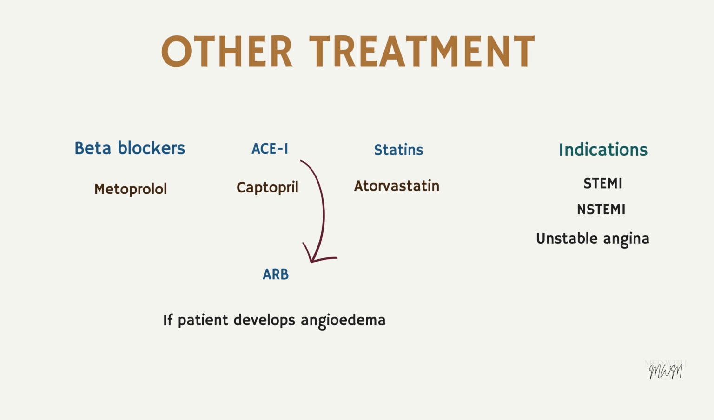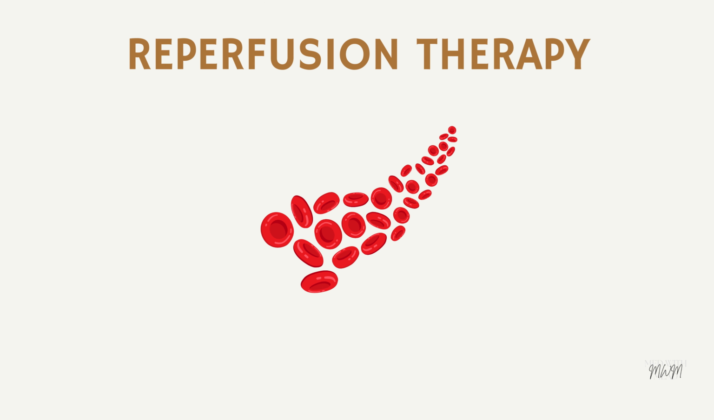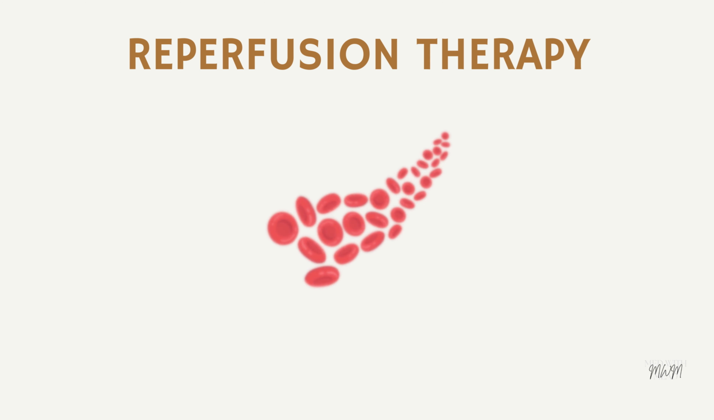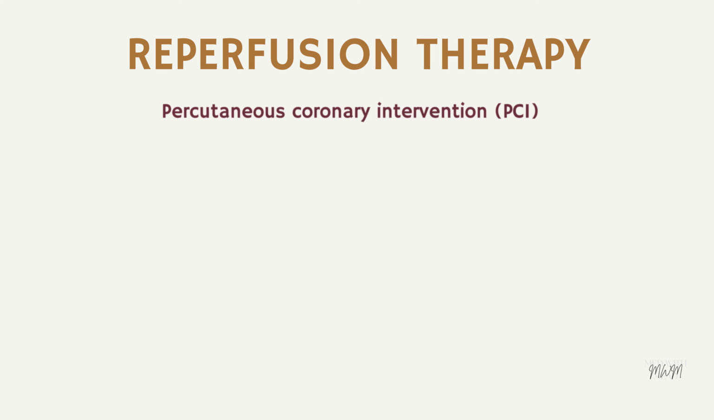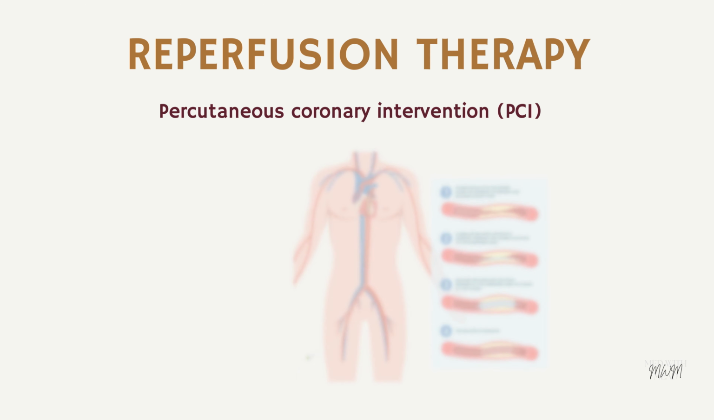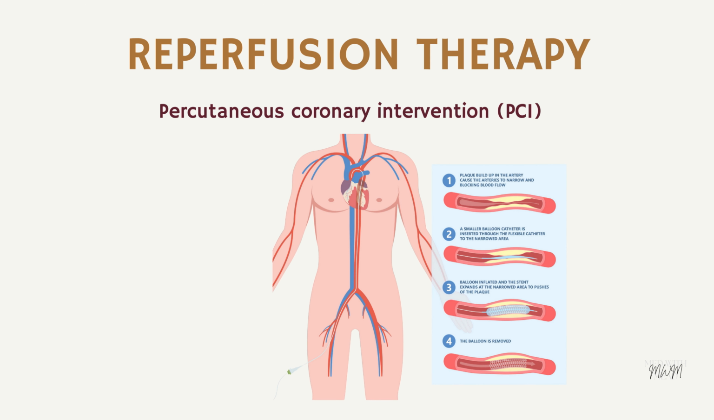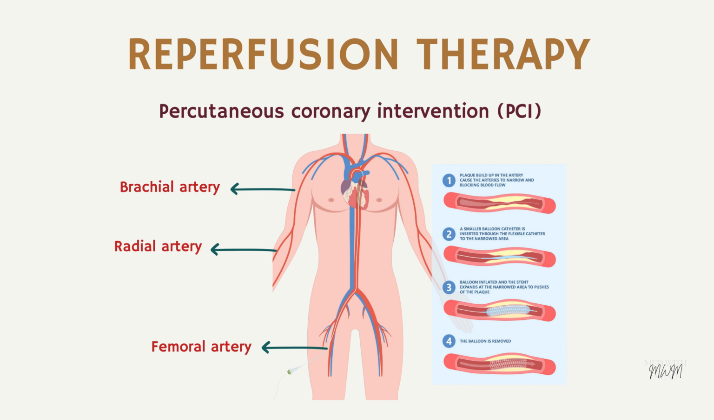Before we dive into the management algorithms for STEMI and NSTEMI, let's first talk about the key procedures used to restore blood flow to the heart. Understanding these will make the treatment steps much easier to follow. First, PCI, which is percutaneous coronary intervention. This begins with coronary angiography, where a catheter is inserted through the radial, brachial, or femoral artery and is guided up to the blocked coronary artery.